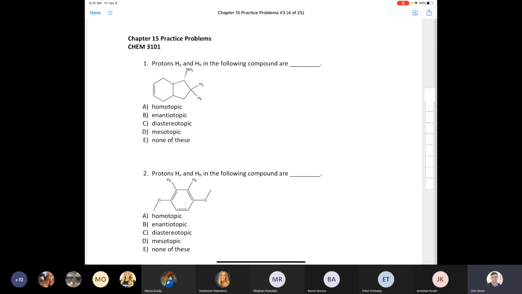So again, these are on Canvas. If you look at the Chapter 15 module, yeah, they're right there. It says Chapter 15 problems, practice problems V3, I think. So if you want to print these out or put them on a tablet or something, they're posted up there right underneath the file that says a strategy for solving spectra problems.